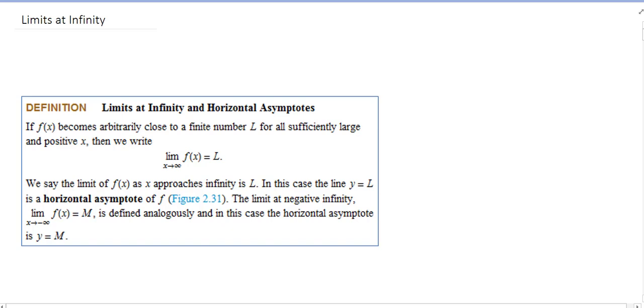In this video, we're gonna go over limits at infinity. And so we have been working with just taking limits as x approaches a number. Now remember, infinity is not a number, it's just a concept that things go on forever. So as f of x becomes arbitrarily close to a finite number L, for sufficiently large and positive x, we write the limit as x goes to infinity of f of x equals L.